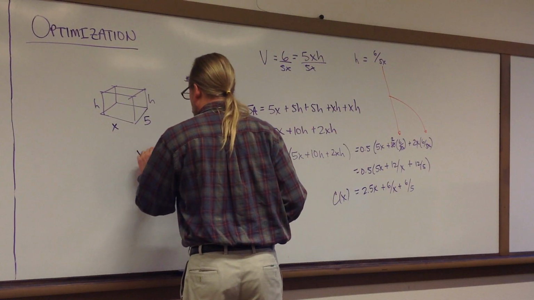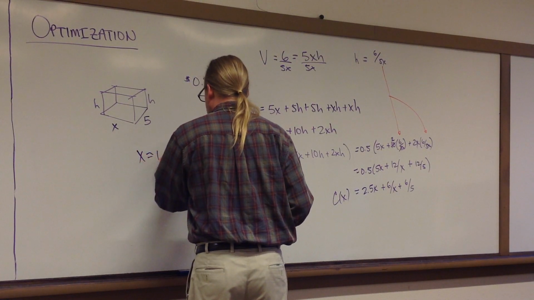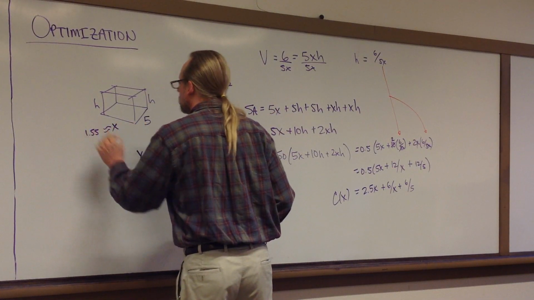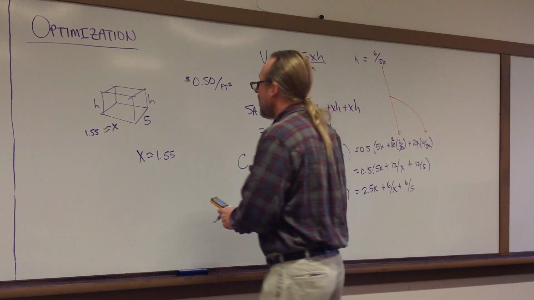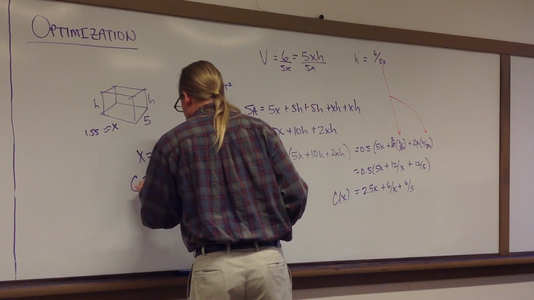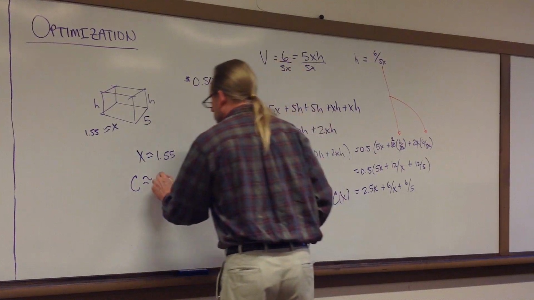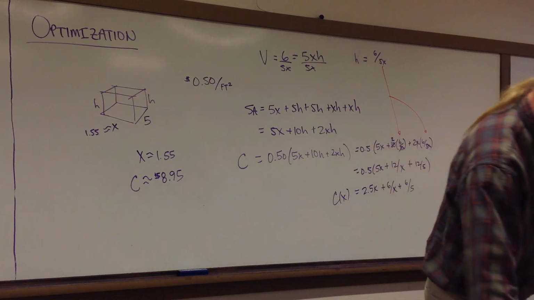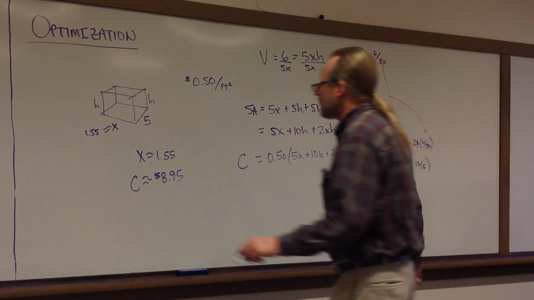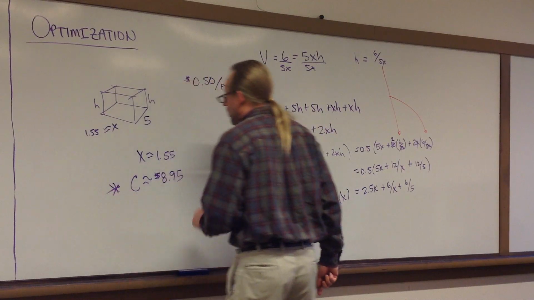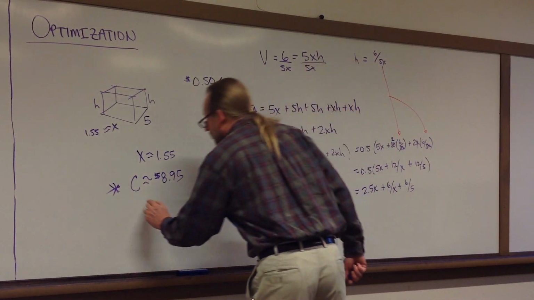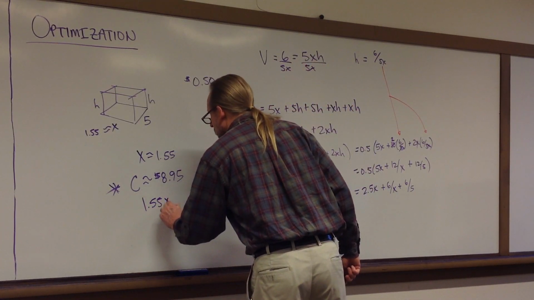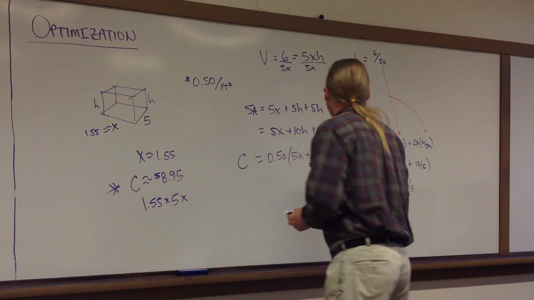Okay, so x equals 1.55. Okay, so that's that measurement right there. And the y, which is our cost, is going to be $8.95. Okay, so that's part of the answer to the question. What's the cost of this box? So there's the cost, and the dimensions are going to be 1.55, and these are in feet, by 5 by what?